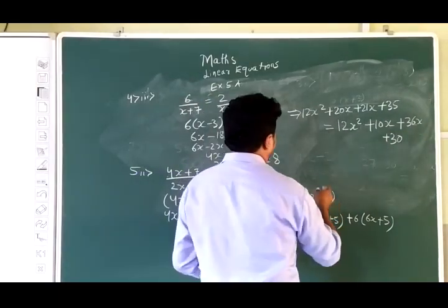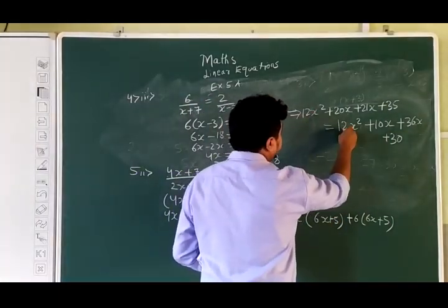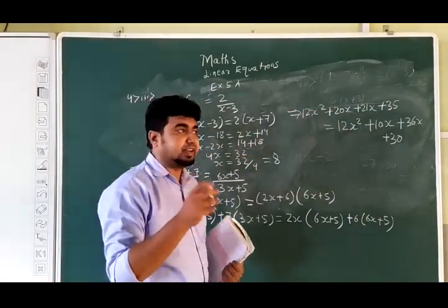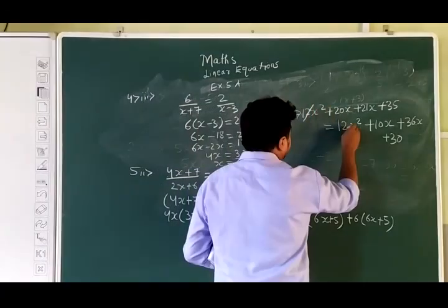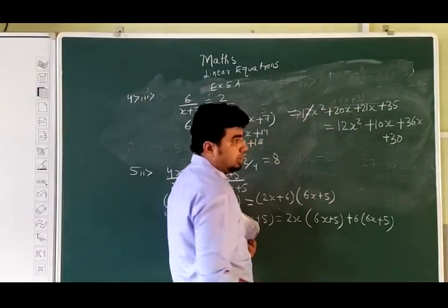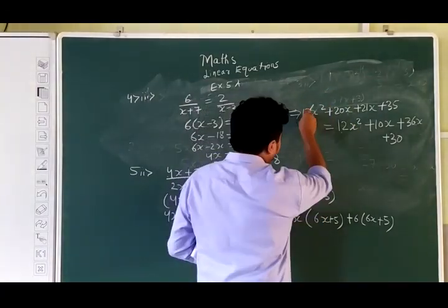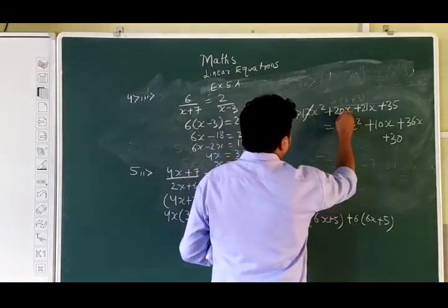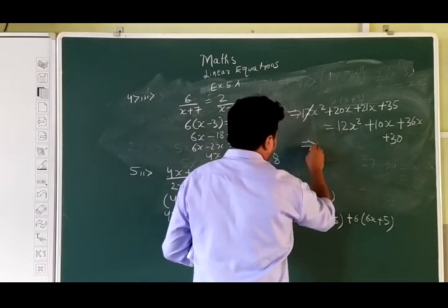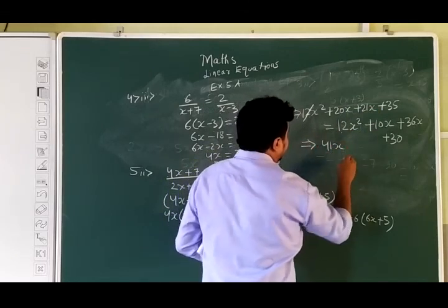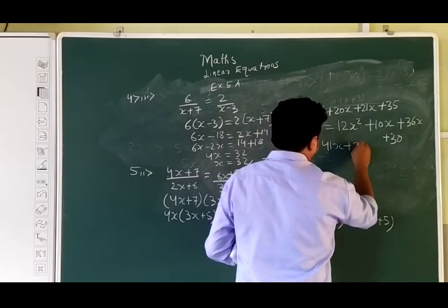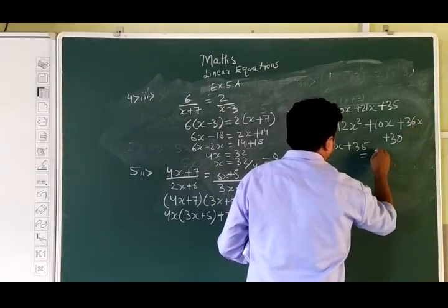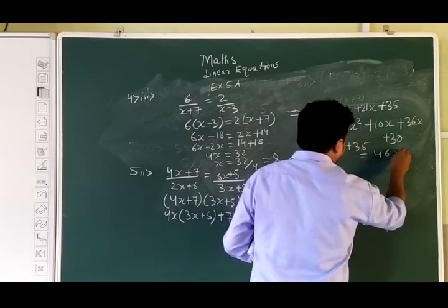Now here is 12x square and here is also 12x square. Means the sign will be same, so you can cancel directly. This and this will be cancelled, because if I bring this to the left side it will become minus 12x square, or if I bring this term to the right side it will become minus 12x square. 20x plus 21x is 41x plus 35 equal to 10x plus 36x is 46x plus 30.